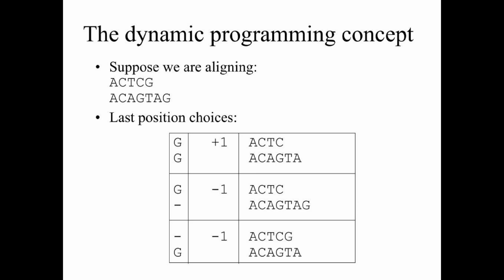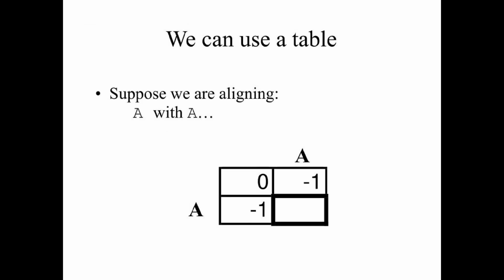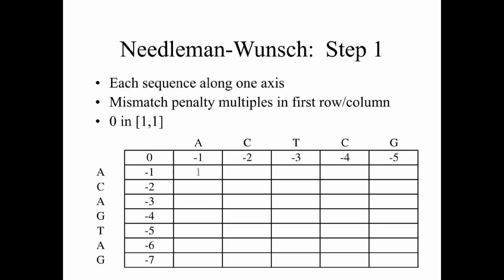Let us write the dynamic programming table. In the first sequence we have only 5 nucleotides and in the second sequence we have 7 nucleotides. In the Needleman-Wunsch algorithm step, we write the first row and column with the number of nucleotides times the gap penalty, that is -1, -2, -3, -4, -5, and here -1, -2, -3, -4, -5, -6, -7.